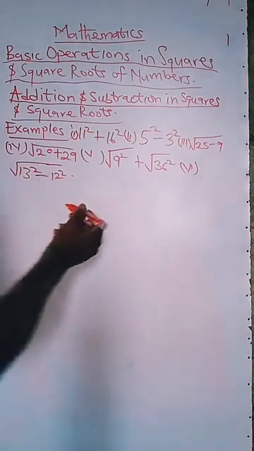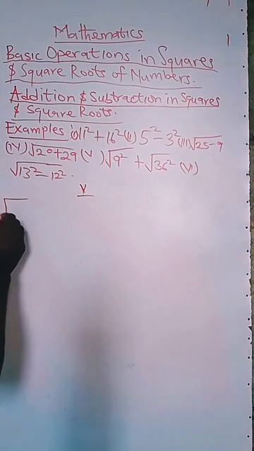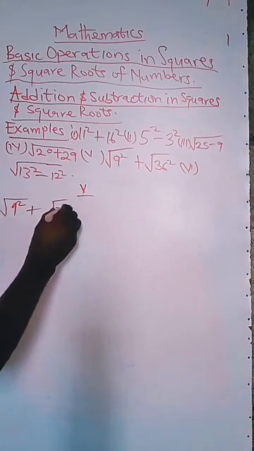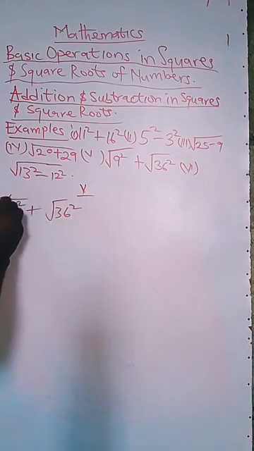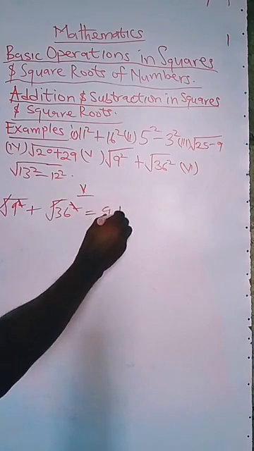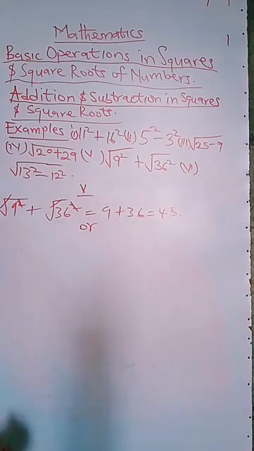Now let's look at question 5. Square root of 9 square plus square root of 36 square. This square root will cut this square. This square root will cut this square. You now have 9 plus 36. The answer is 45. You can also do it like this.